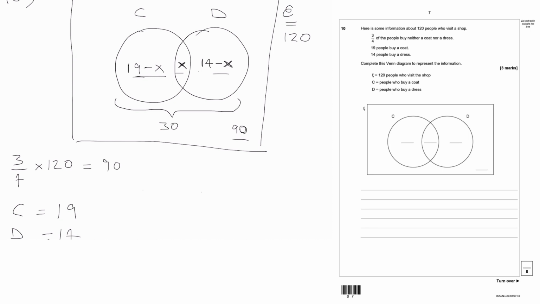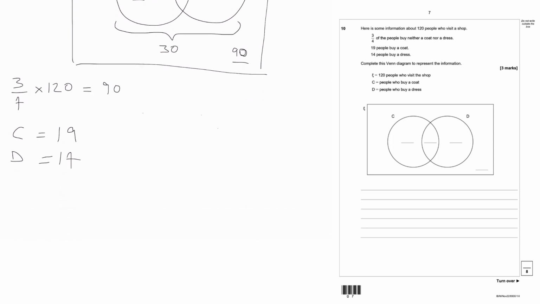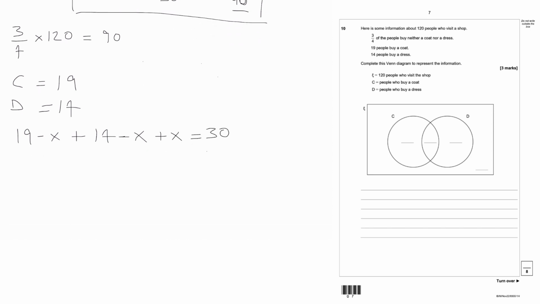So what we have now, we have the number of people who bought just a coat as 19 minus X, the number of people who bought both as X, and the number of people who just bought a dress as 14 minus X. And when we add all of these together, this should give us 30. And what we want to do is solve for X. So we have 19 minus X plus 14 minus X plus X equals 30.